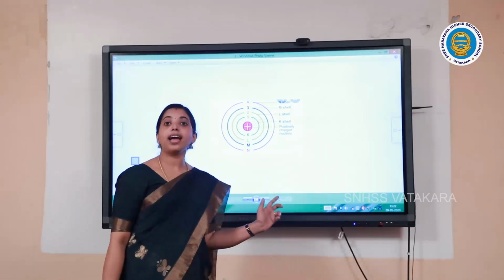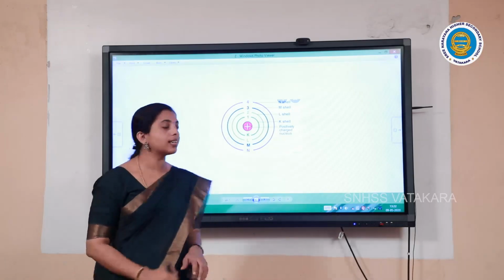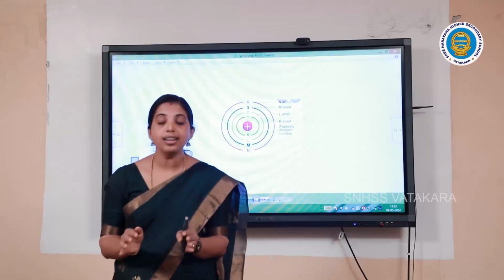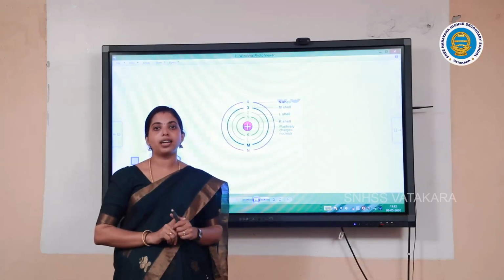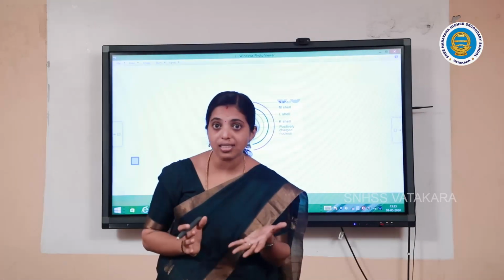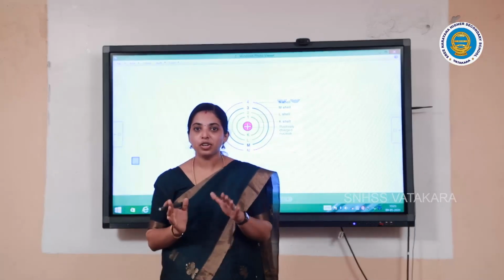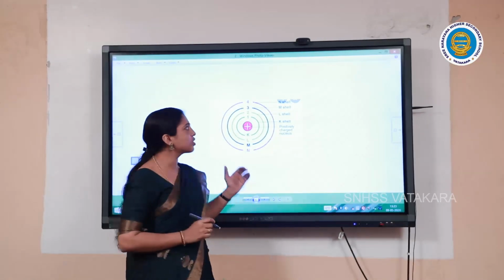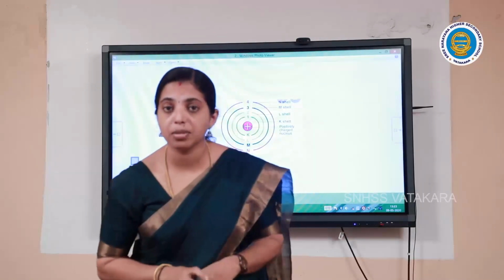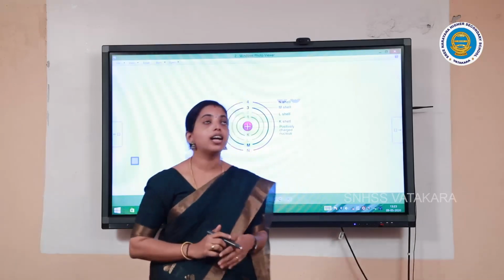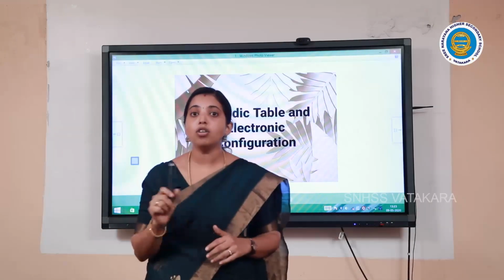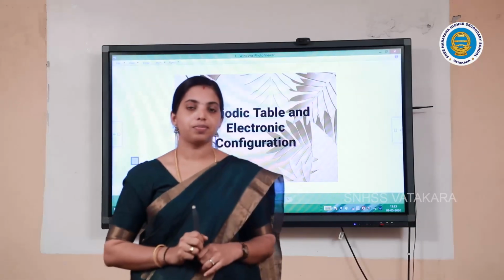Proton and neutron are situated in the center of the atom. That center is known as the nucleus. Then where are the electrons situated in an atom? The electrons revolve around the nucleus.